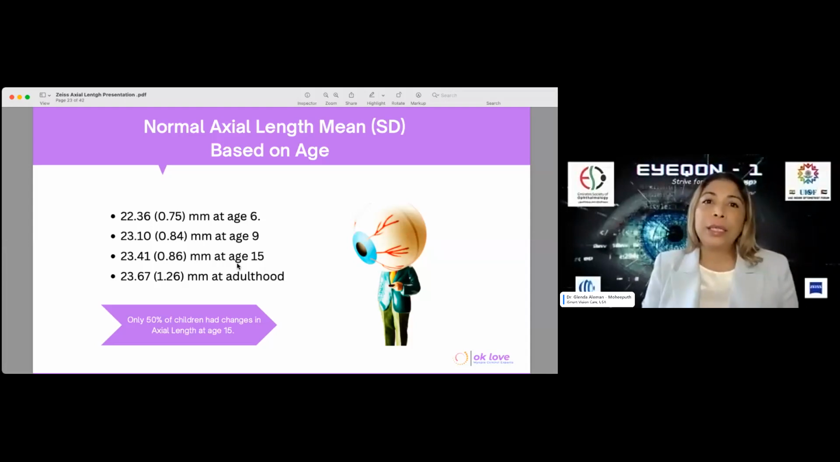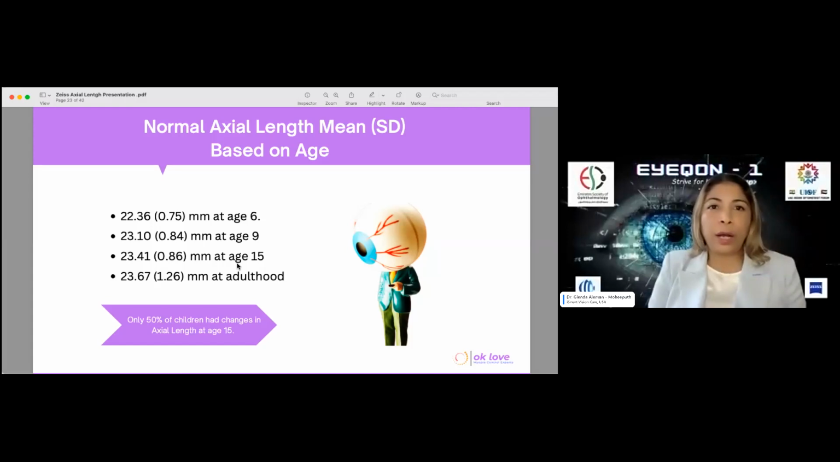When you analyze all these studies, it's important to keep in mind that axial length is strongly related to age and gender and also ethnicity. So we can see here that at 6 years old, the mean axial length, this is for emmetropic children, was 22.36. So this is very important.